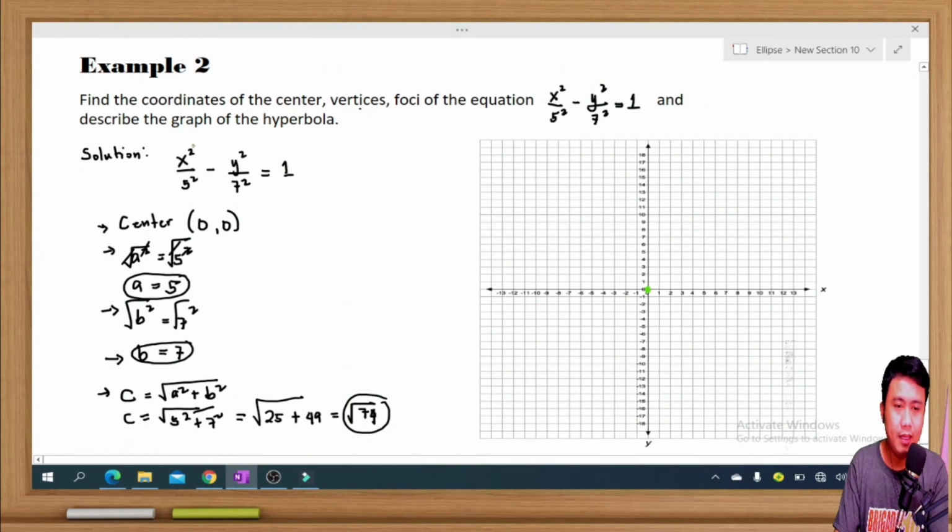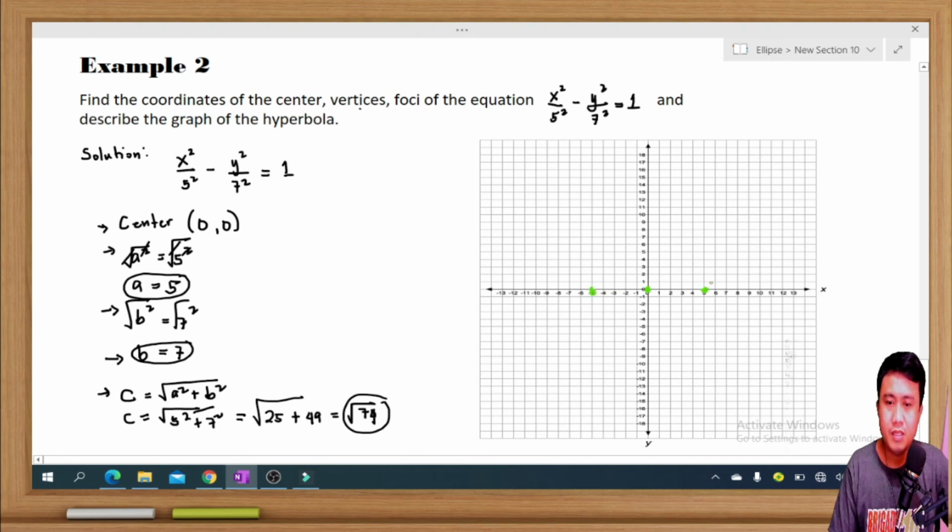Nauna po ang ating x dun sa ating x squared. Ibig sabihin, positive po ang numerical coefficient ng ating x squared. Ibig sabihin din, ang ating transverse axis ay horizontal. So, pag horizontal ang ating transverse axis, ang ating mga vertices ay horizontal din. So, magka-count tayo using yung value ng A, which is 5 units from the center. 1, 2, 3, 4, 5. And another 5 units. 1, 2, 3, 4, 5.